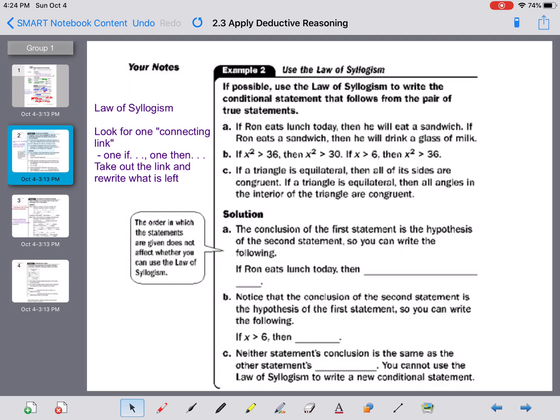Okay? So our first one here. If Ron eats lunch today, then he will eat a sandwich. If Ron eats a sandwich, then he will drink a glass of milk. Well, I see eat a sandwich twice, right? And I have then he will eat a sandwich, if Ron eats a sandwich. So there's my connecting link. I have one if, I have one then. So I'm going to take out those links, cross those off, and write what's left. If Ron eats lunch today, then he will drink a glass of milk.